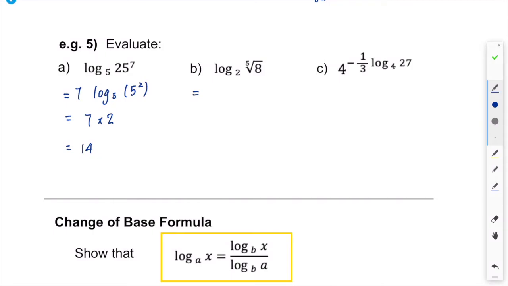B. Here I have a 5th root of 8. I'm going to actually treat that as the multiplier of 1/5 of 2 to the power of 3. So now I have 1/5 times 3, which is 3/5.